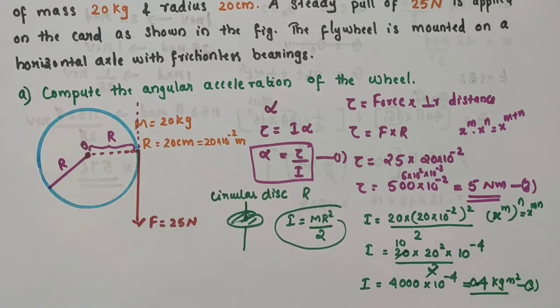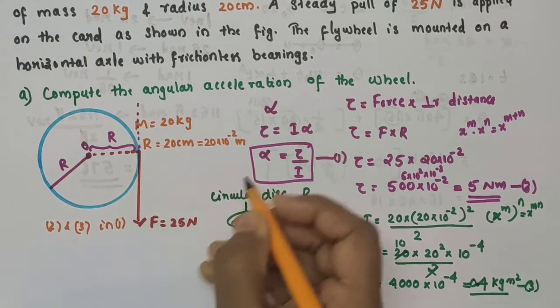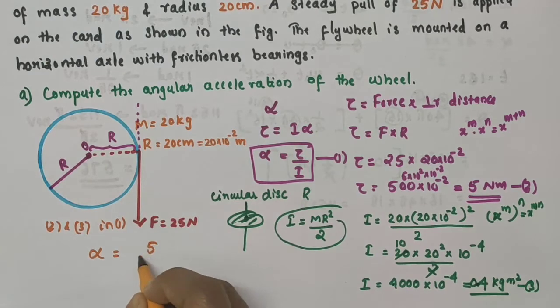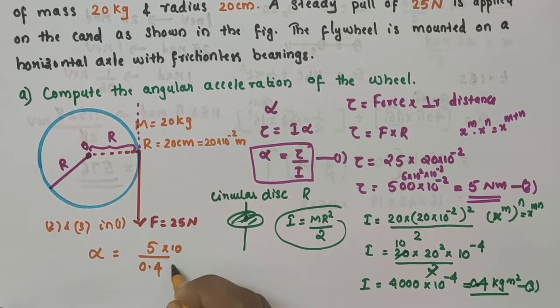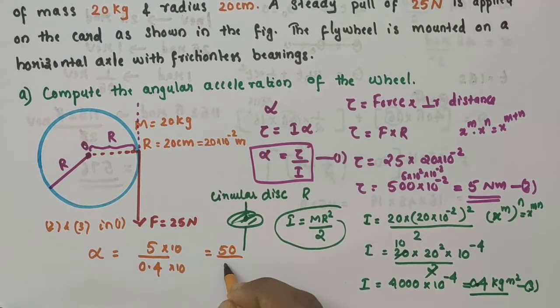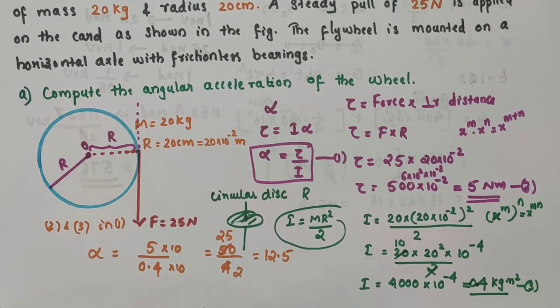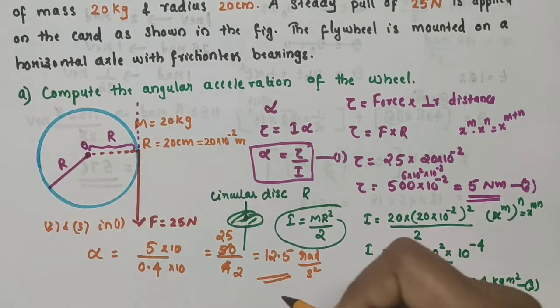Now I am just going to substitute 2 and 3 in 1. That is, angular acceleration alpha is equal to tau by I. What is tau? 5. Then what is I? 0.4, into 10 into 10. So this becomes 50 divided by 4, which will be 25 by 2, and that is 12.5. I am writing its unit as radian per second square. So we got the angular acceleration as 12.5 radian per second square.